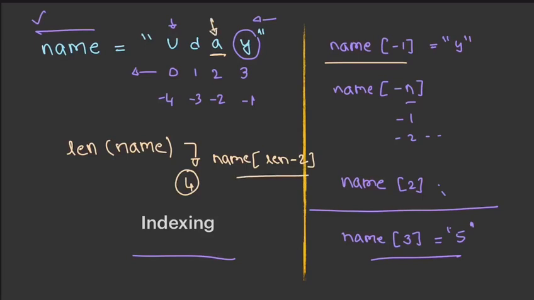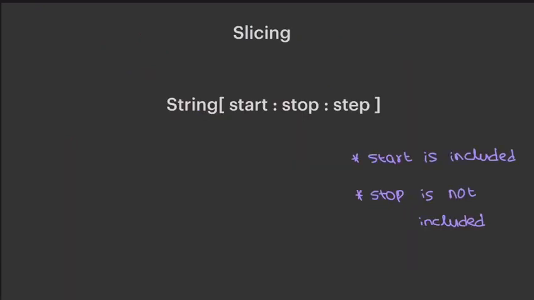Now let's talk a bit about slicing. Slicing is used to obtain a substring of the string, and it is specified with the help of 3 indices: start, stop and step. Start, if it is not specified, defaults to 0. Stop defaults to the length of the string, and step defaults to 1 if it is not specified.